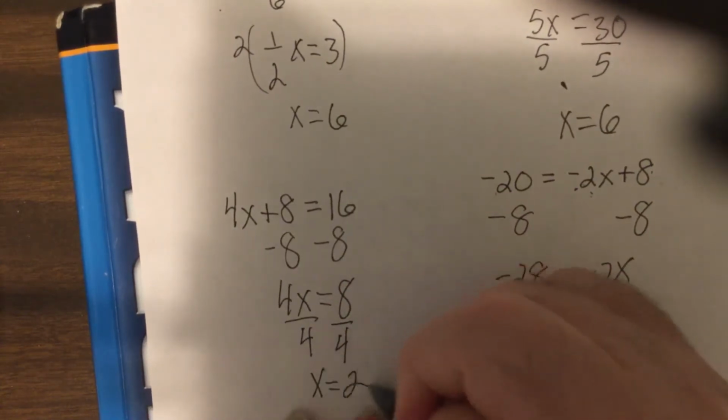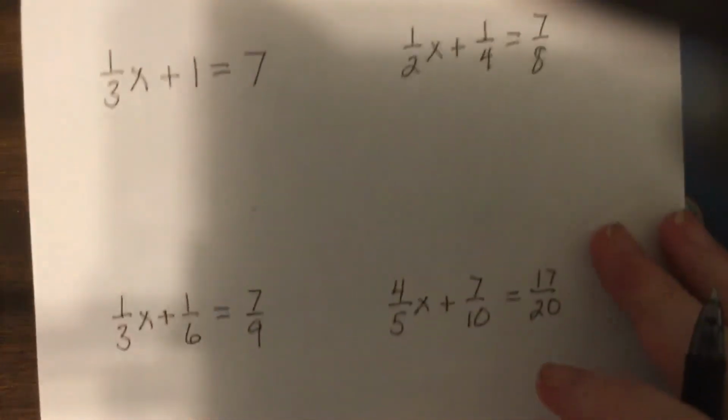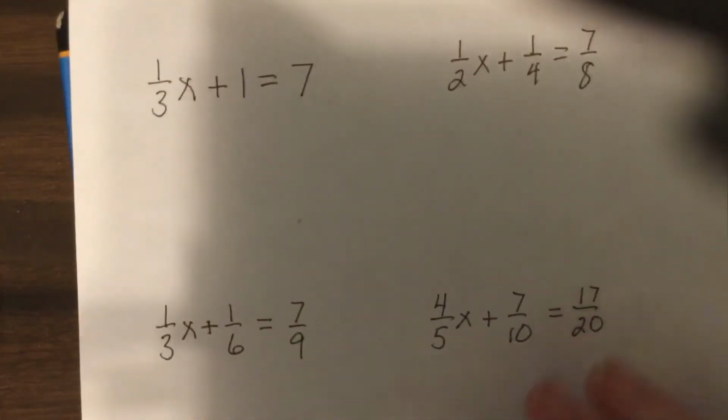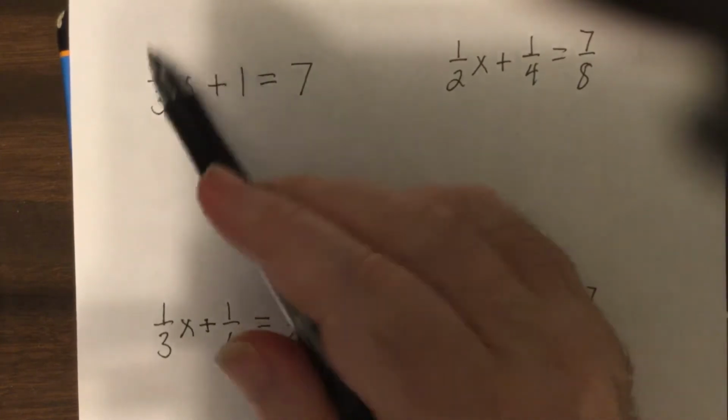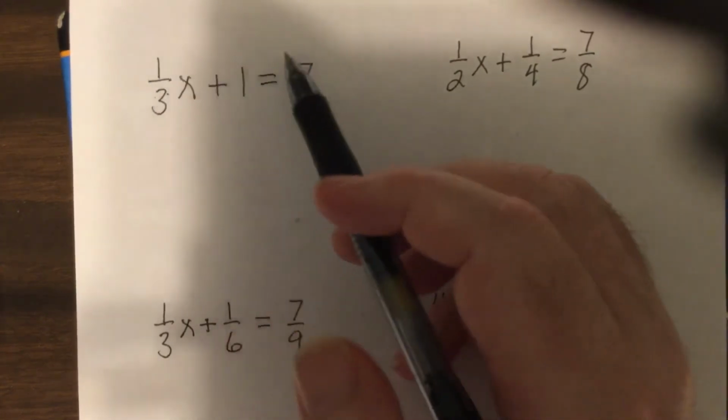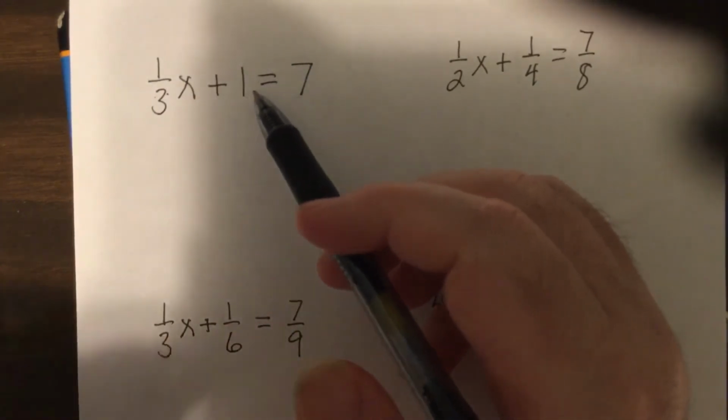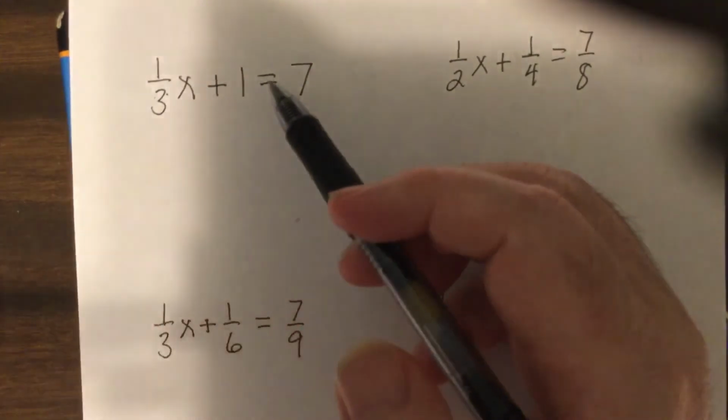Hey, my peeps. Now, we did one with fractions on the other side, and we got this by itself and then multiplied by the reciprocal. Flip it over, flip it over.